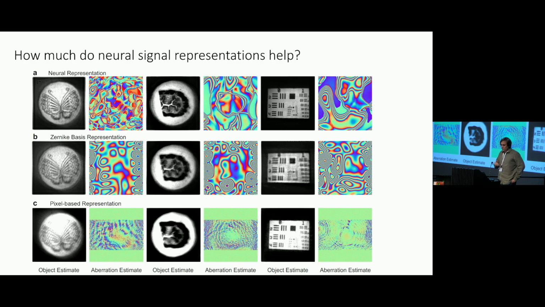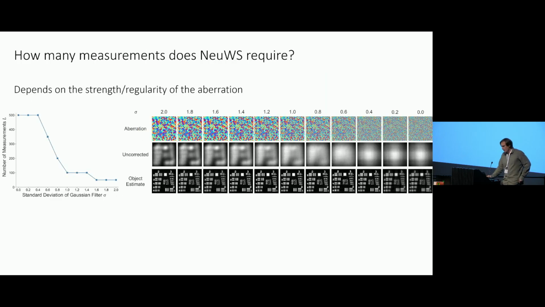So how much do these help? We could have taken that original formulation and tried to solve things in the first place. If you use a pixel-based representation, it just doesn't really work. You can get mediocre results with conventional subspace-based approaches, Zernike, for instance. But there's a huge advantage in using these representations due to their regularization, and they're really required to get any time-varying reconstructions.